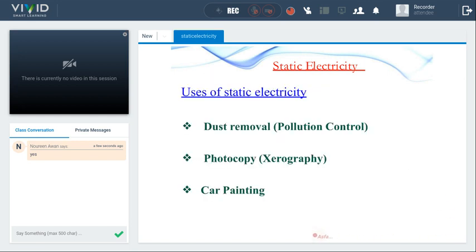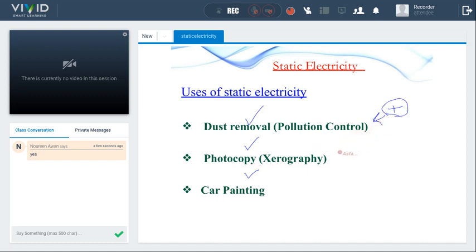So here we have the uses of static electricity: dust removal, photocopying, and car painting. The dust removal concept is linked with charging our blower with a charge that is opposite to that of the dust particles. Whenever we have opposite charges, the dust particles will be attracted toward our appliance and get removed.